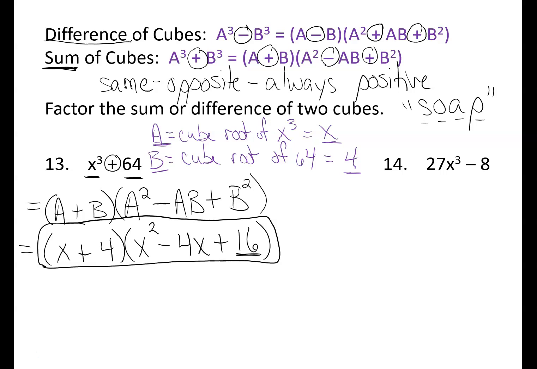Look at 14. 27 and x cubed are both perfect cubes. 8 is a perfect cube. I'm kind of running out of room here. We'll write above it. A is going to be the cube root of 27x cubed. So that's going to be 3x. You have to cube root both the 27 and the x cubed. So a is 3x. B is the cube root of 8, which is 2.